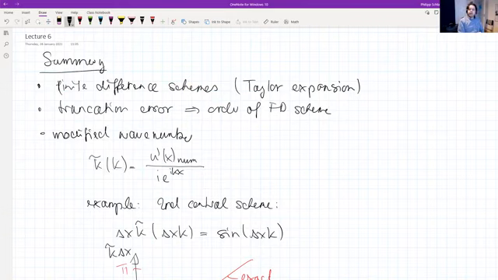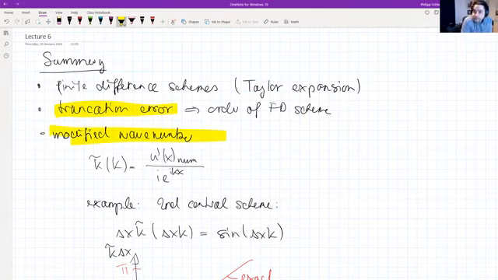And with this in mind, you can construct schemes of different order. You can construct them on non-equidistant grids, whatever you like. It's always Taylor expansion. We have then looked also at two different ways of characterizing how accurate a finite difference scheme is. The first thing we looked at was the truncation error.